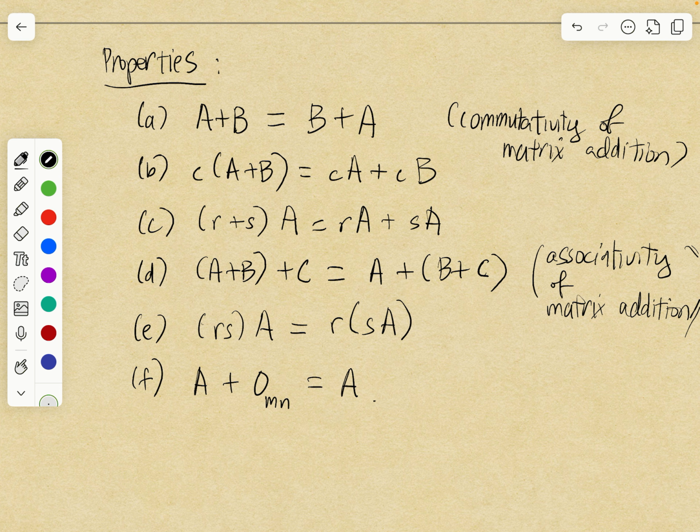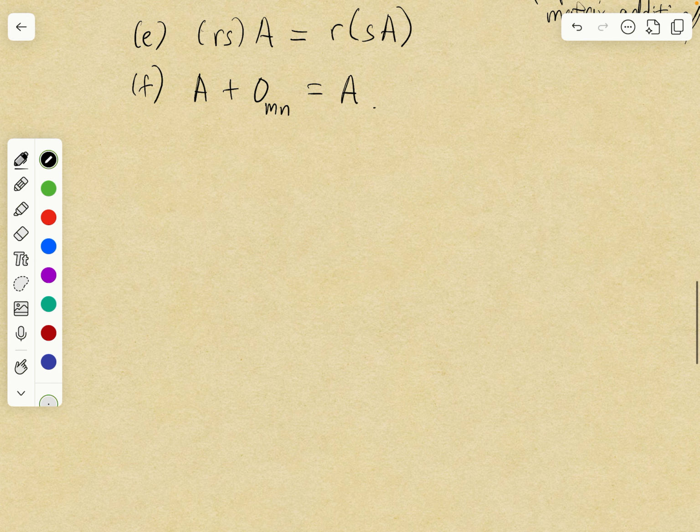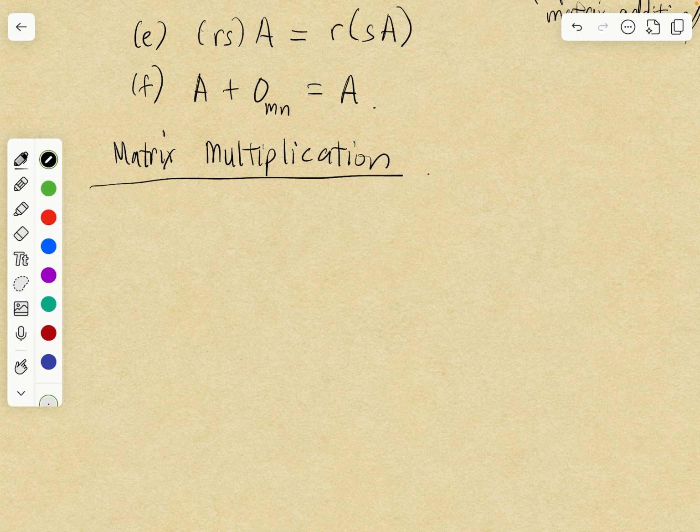So now it's time to move on to matrix multiplication. Matrix multiplication is more complicated. The way we'll define matrix multiplication can be motivated by thinking about the composition of two functions.